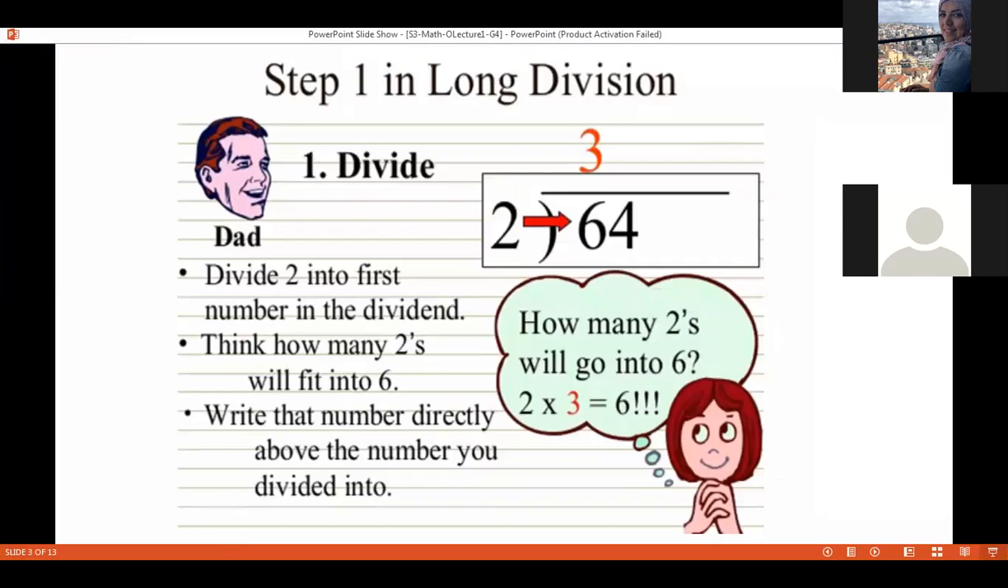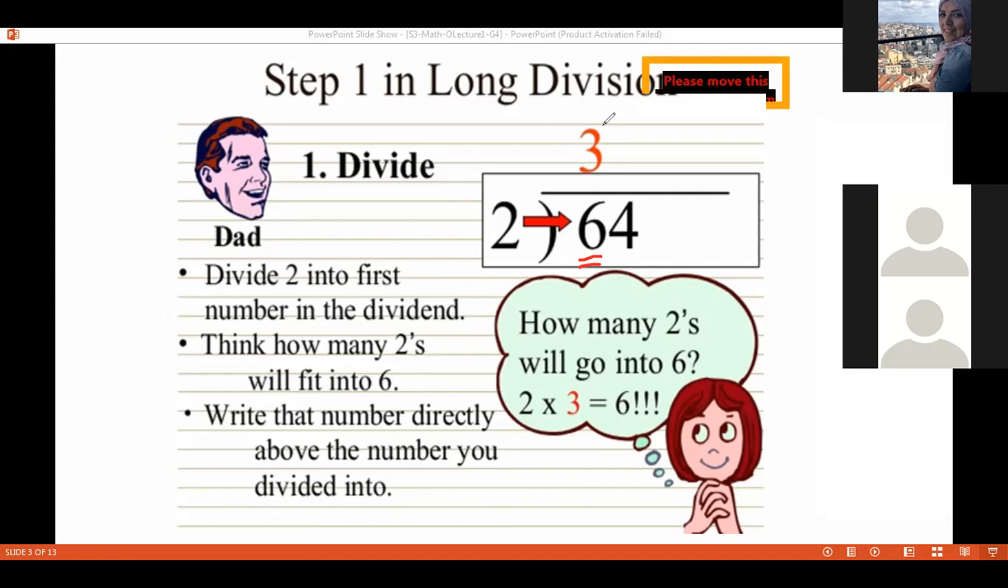So the first step we're going to do is to divide. So we have 64 divided by 2. You know that 64 is not found in the multiplication table of 2, because the last thing we learned is 2 times 10, which is 20. Do you agree? So the first thing we're going to do is to take the first number, which is 6. So first we take 6.